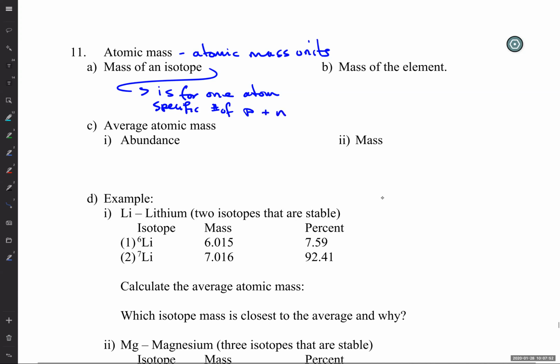And then there's the mass of an element. And this is actually what's on the periodic table. So when we're talking about the mass of an isotope, we're talking about one particular atom with a certain number of protons and neutrons, and we weigh it.